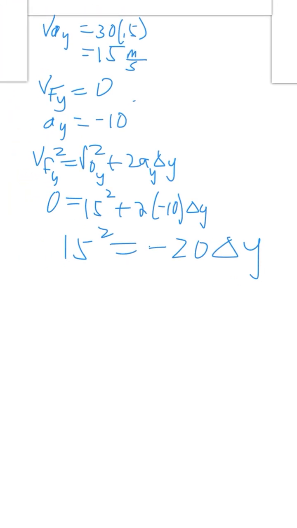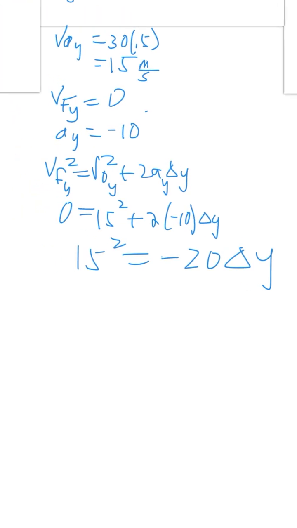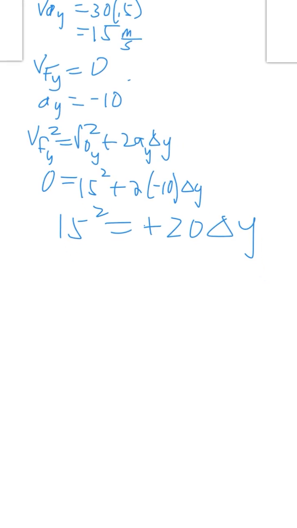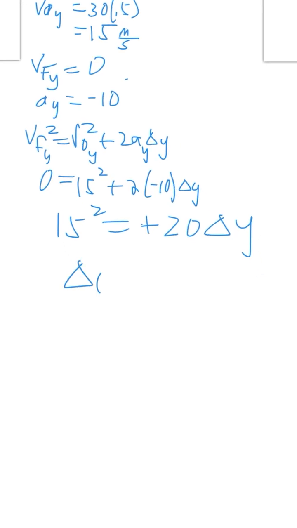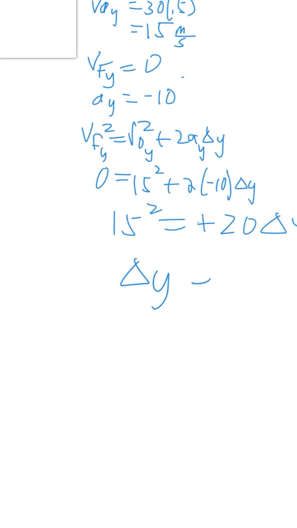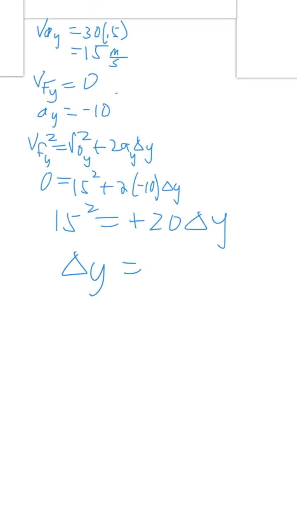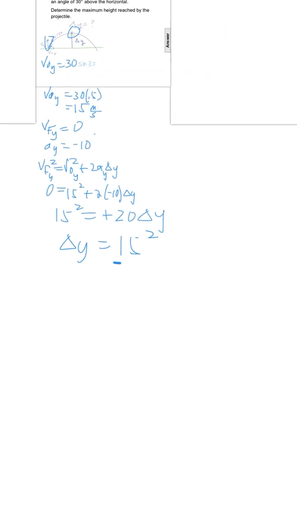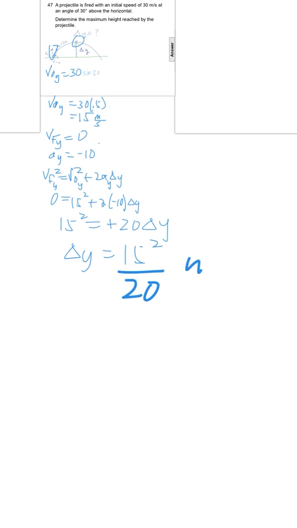Actually, it equals positive 20 because I moved it to the other side. Okay, so change in Y equals 15 squared over 20 meters, whatever that is.